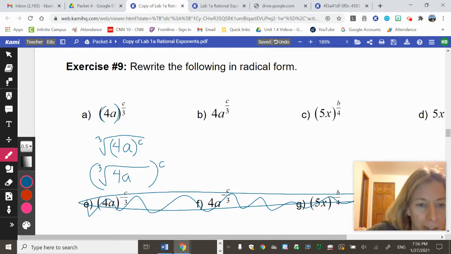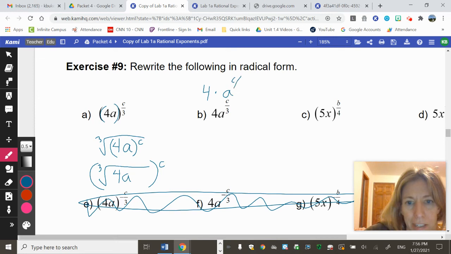So if you're going to write it the way I did on top, you have to have the parentheses. Otherwise, it would look like the exponent C would only go with the A. All right. And the difference between A and B is B really means 4 times A to the C divided by 3 power.